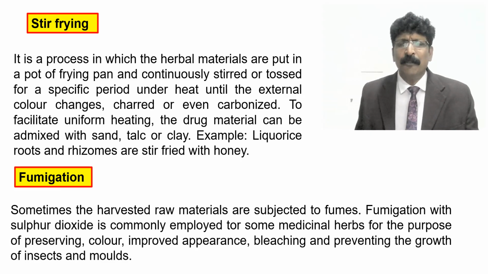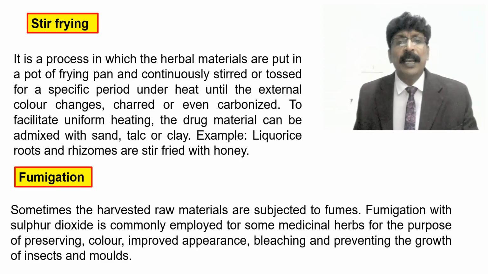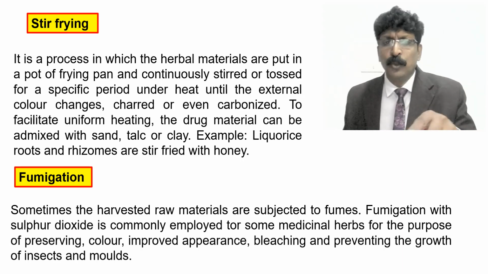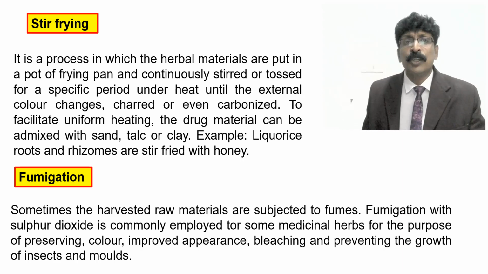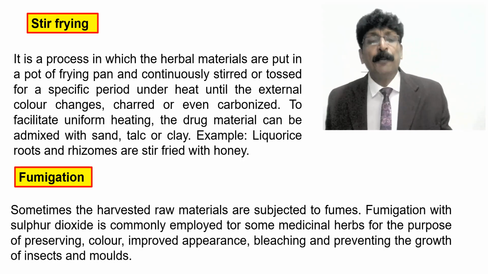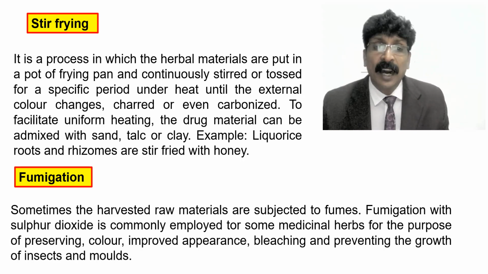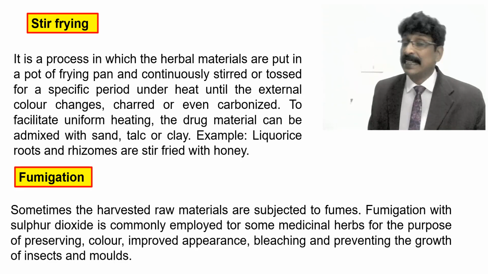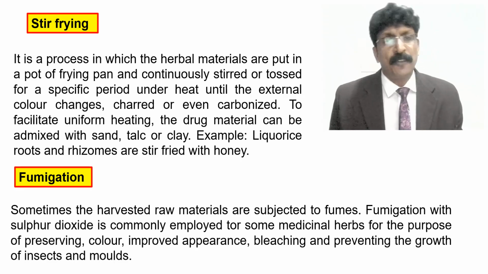Sulfur dioxide is commonly employed for some medicinal herbs for the purpose of preserving the color, improving appearance, bleaching, and prevention of growth of insects and mold. So for prevention of insects and mold also we used to use fumigation. This is a natural method of preparing a fumigation in our home.